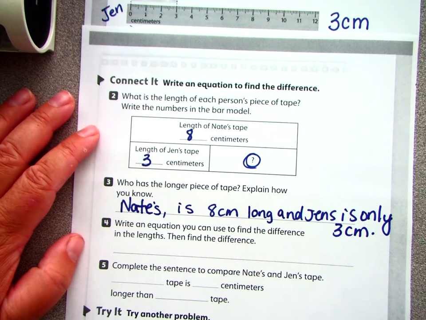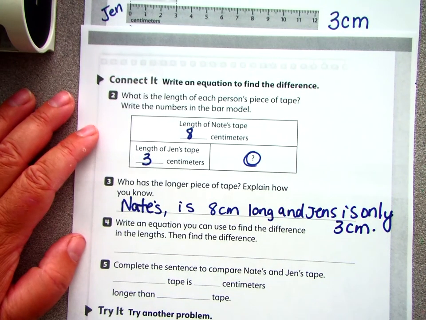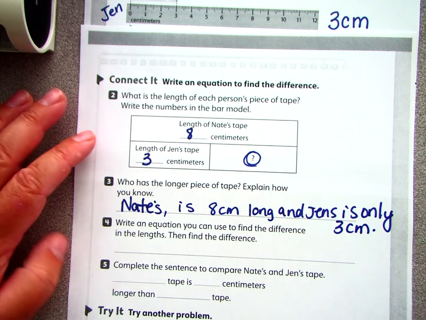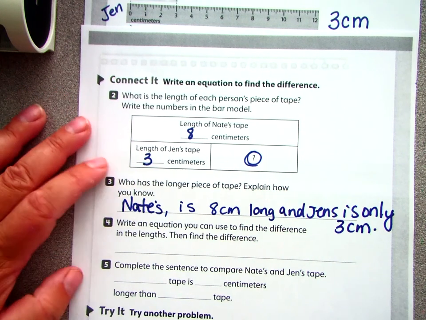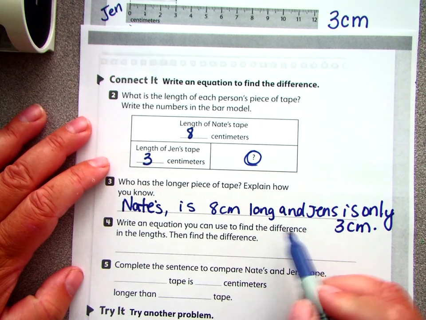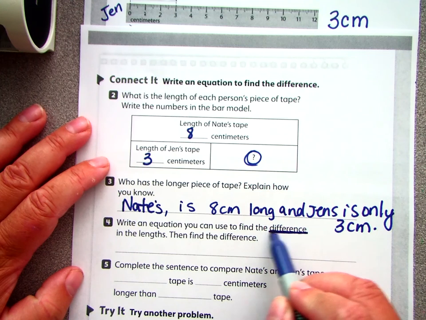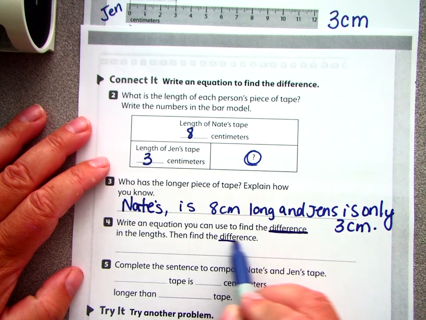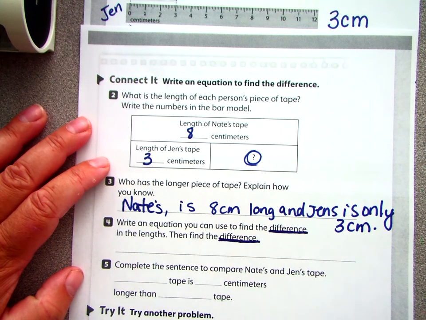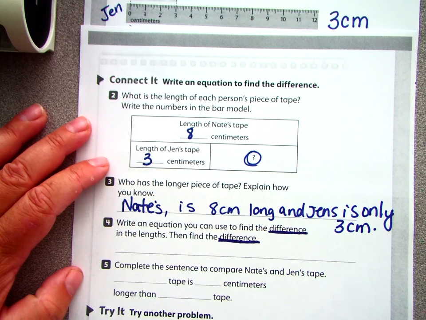Number 4, write an equation you can use to find the difference in the lengths. Then find the difference. Yesterday we talked about this word, difference. And usually in math, when you see the word difference, it's going to want you to subtract. Okay? So let's read that question again. Write an equation you can use to find the difference in the lengths. Then find the difference.